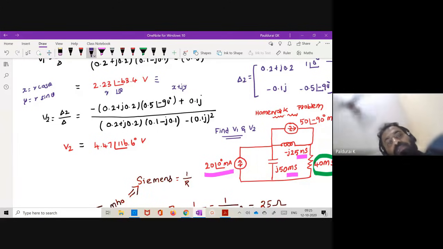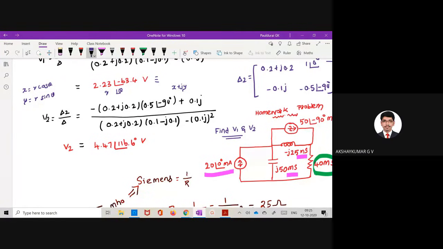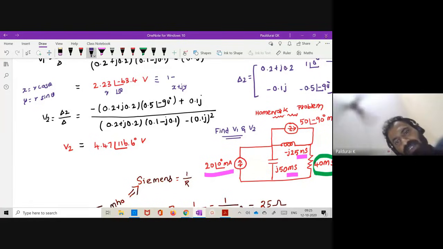Anyone please help me, what is V1 in terms of rectangular? நீ ஆன்சர் தான் சொல்ல போறேன், நான் சொல்ல மாட்டேன். Anyone? Yes, are you with me? 1 minus 2j, sir. Yeah, thank you. 1 minus 2j. What is the unit? It is volt.